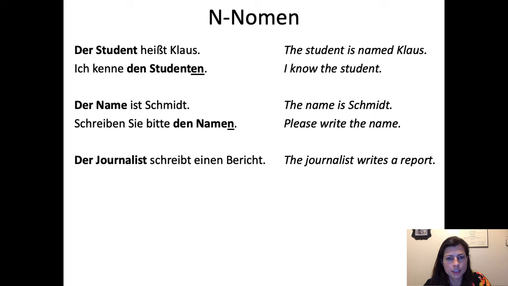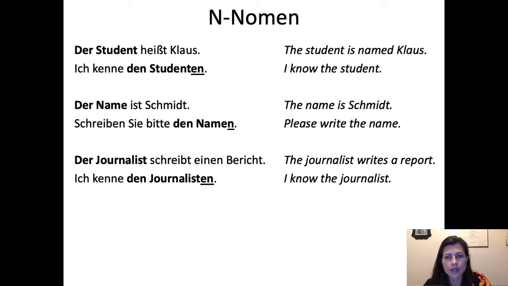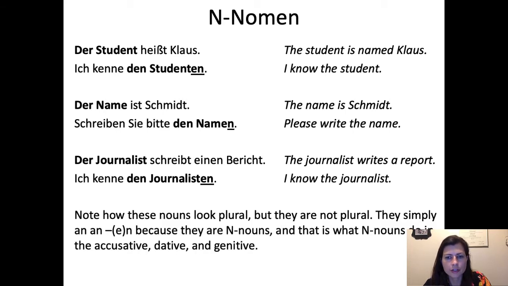Der Journalist schreibt einen Bericht. Any noun that ends in ist is going to take this pattern as well. Ich kenne den Journalisten. I know the journalist. It's the same as the plural form. If you said ich kenne die Journalisten, that would be I know the journalists. That would be the plural, and it's only the article that's telling you that it's actually singular. So they look plural, but they're not plural. They add an n or an en because they're n nouns, and that is what n nouns do in the accusative, dative, and the genitive.